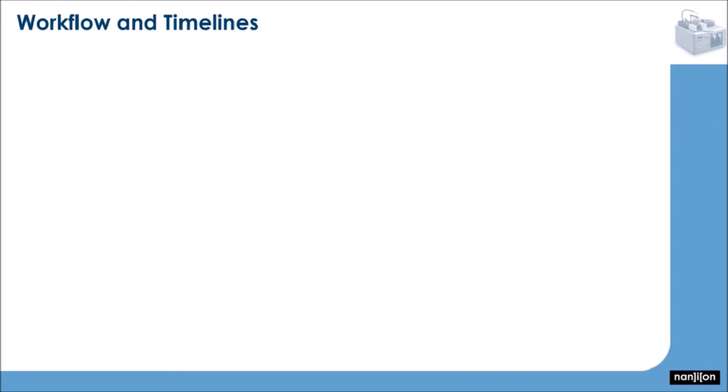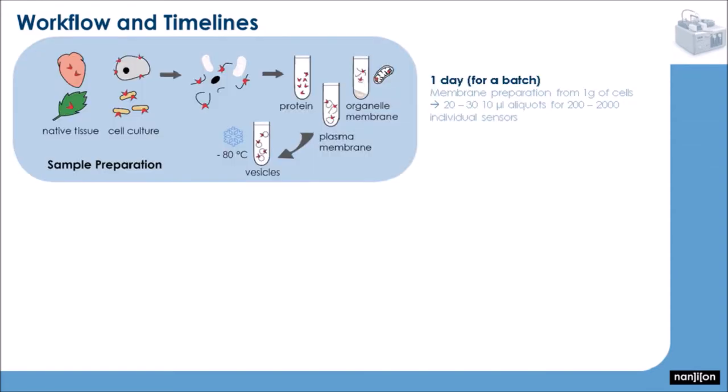Now, I would like to look a little bit at the workflow and the timeline. So how long does everything take? The sample you prepare only once in a batch for a bunch of measurements. That might take a day, but for example, with 1 gram of CHO cells, you will get enough protein for 200 to 2,000 individual sensors, and the preparation is also very stable, usually for months or even years.